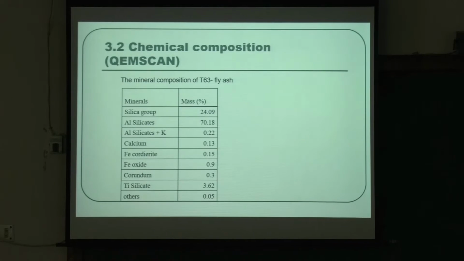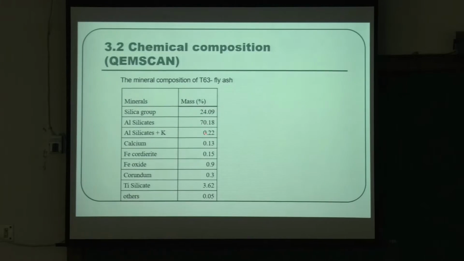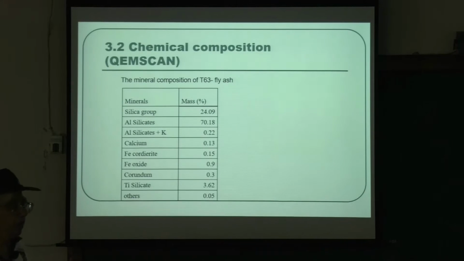Now the chemical composition, when we do it ourselves, QM scan, this is an equipment which is actually available in the labs, and that way, the mineral composition, like silica group, aluminum silicate plus potassium, all these things are given there. The maximum is the aluminum silicate, combination of aluminum silicate is about 70, and silica group about 24. That's about 94%. The balance of them, about 5.5. Out of that, titanium silicate is about 3.62. So which means you have silica, but silica can also be in different forms. So that's what it shows, that the mineral composition of the T63 fly ash can be like this.